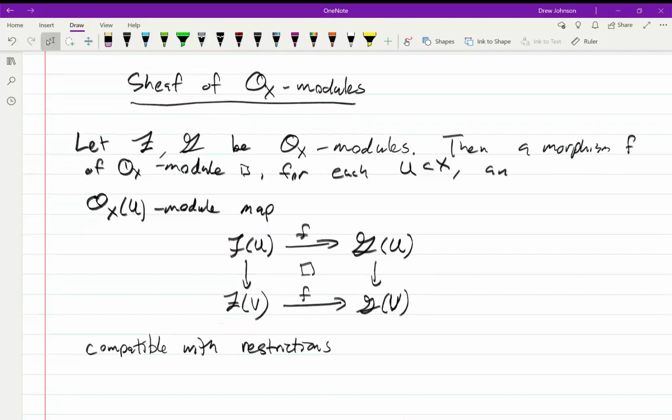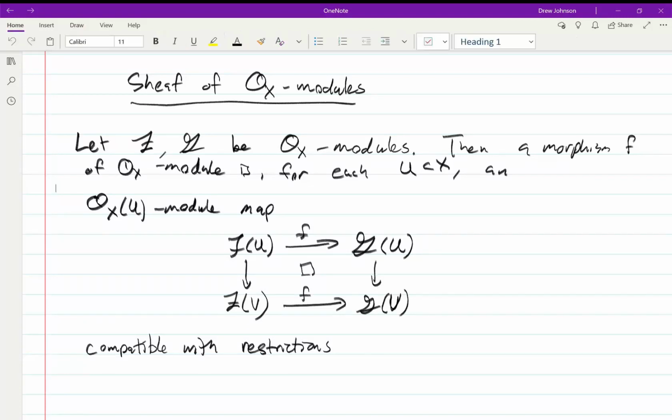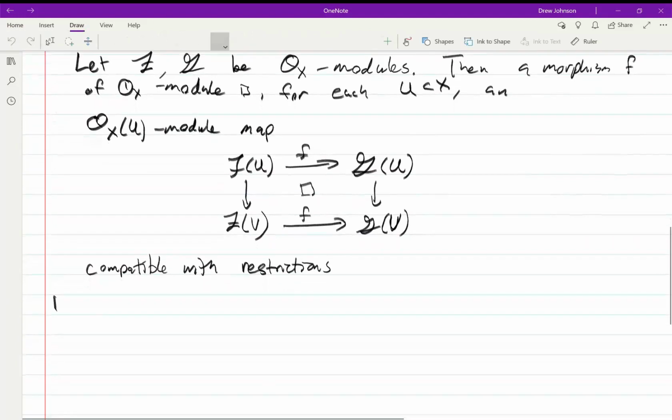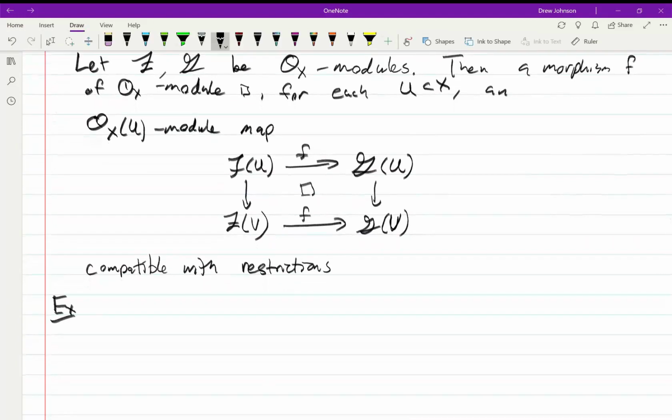So according to the definition, you have to specify these maps for every single open subset. But we'll see in examples that usually there's concise ways to describe these morphisms. All right, let's do some examples. We'll start out with sort of the trivial examples, and then we'll get to a more interesting one.